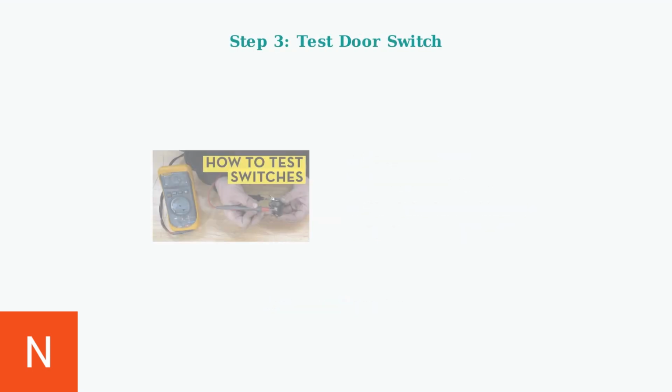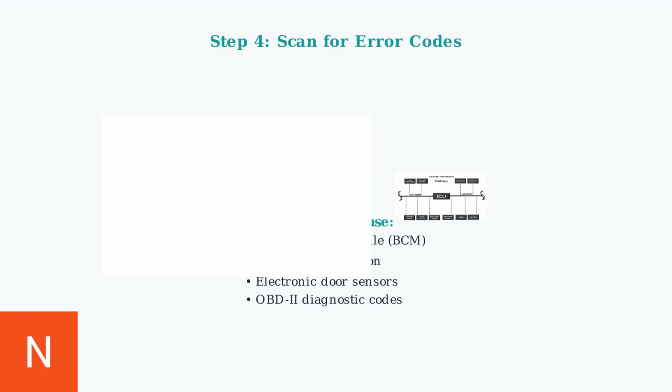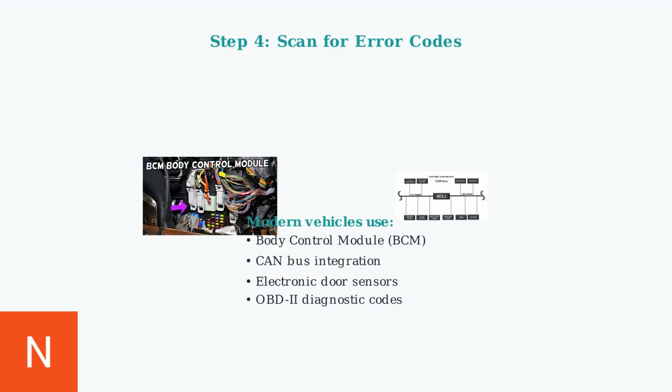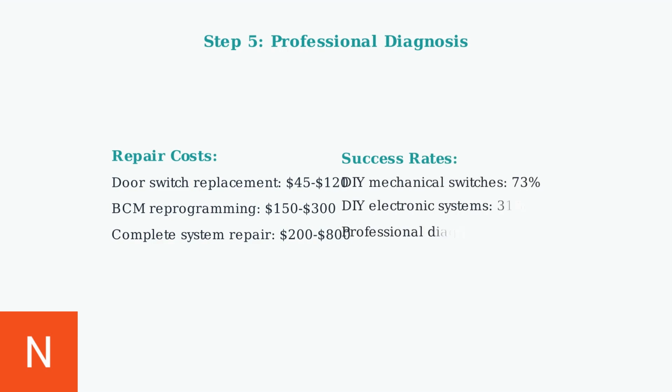Step 3. Test the door switch manually using a multimeter. This will verify if the switch is completing the electrical circuit properly. Step 4. For modern vehicles, use an OBD2 scanner to check for error codes related to the body control module. Modern cars integrate door switches into the CAN bus system. Step 5. If the problem persists, professional diagnosis may be required, especially for newer vehicles with complex electronic systems.